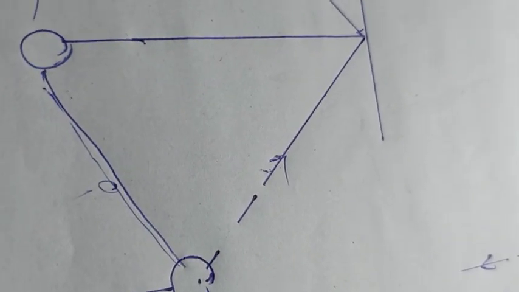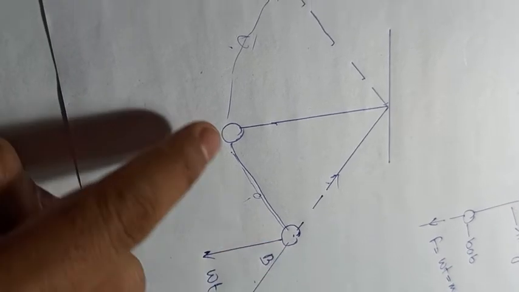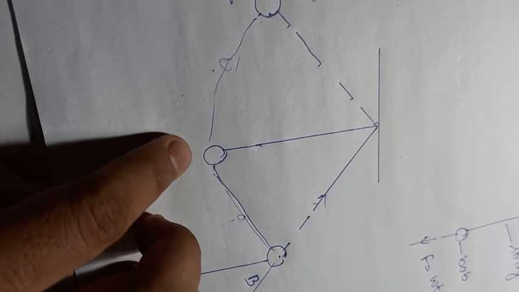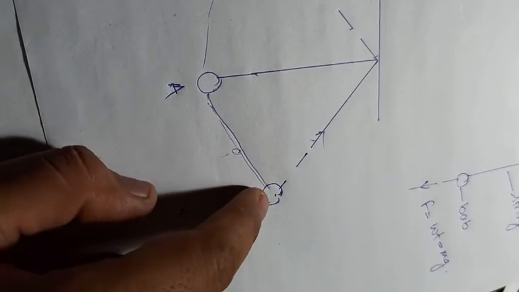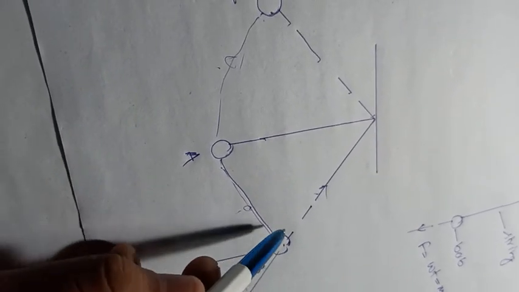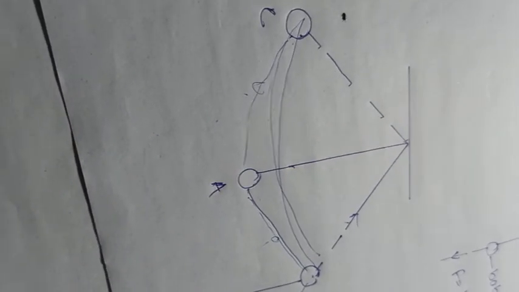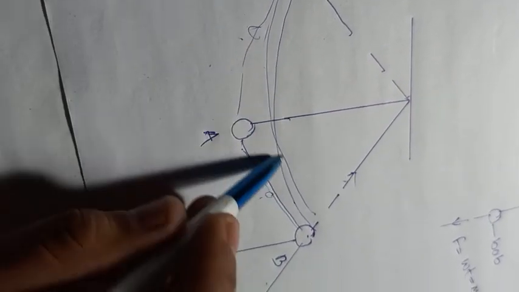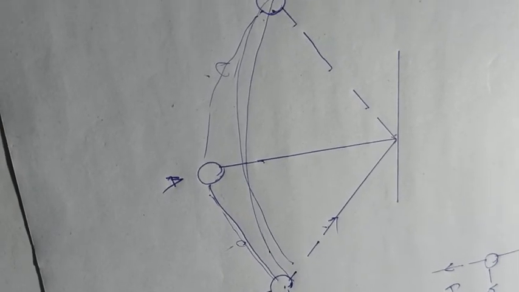How can we determine one oscillation? One oscillation is the motion of the bob from this extreme position, passing through the mean position to the other end, the other extreme position, and again coming back to this position. Going like this, and again coming back, this gives one complete oscillation. When completing one complete oscillation, the time taken is what we call the time period.